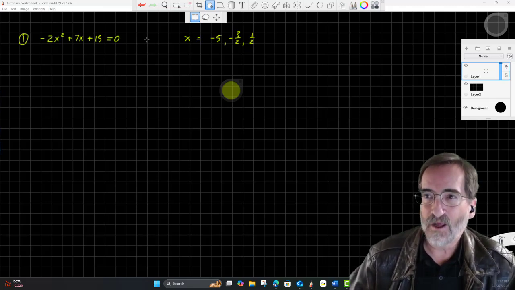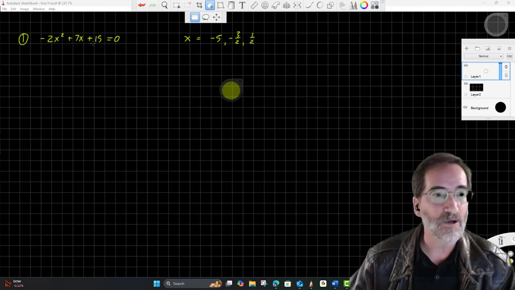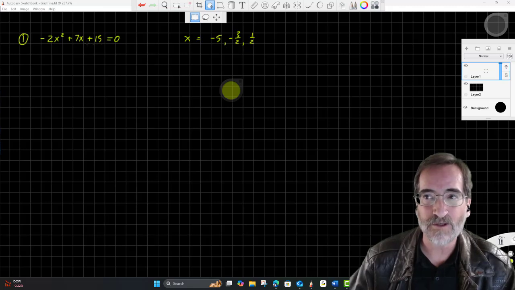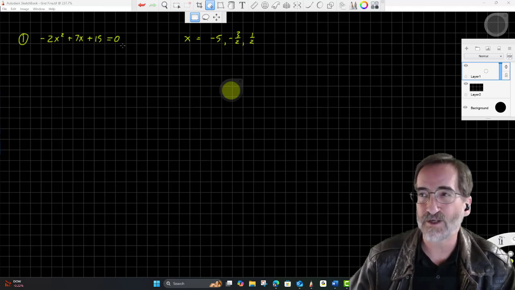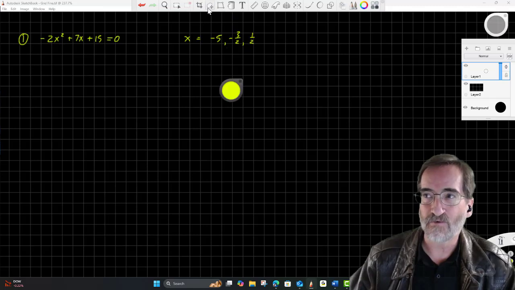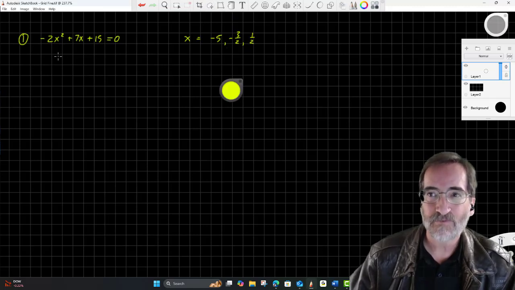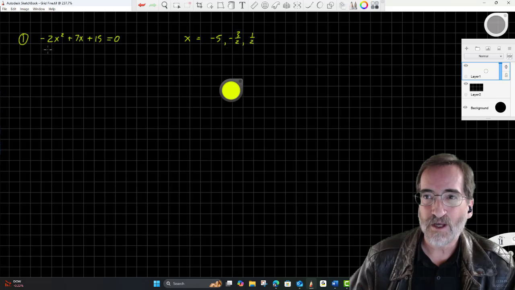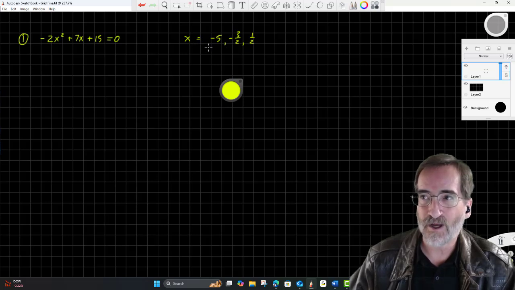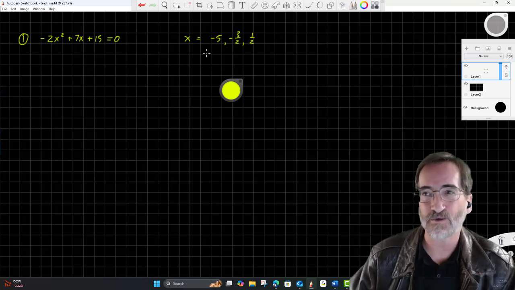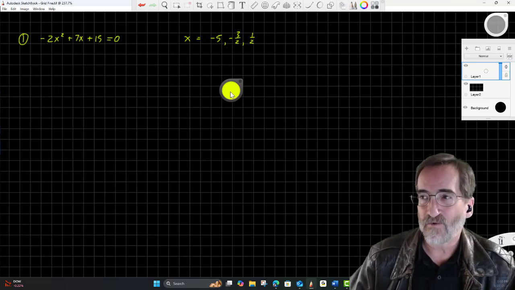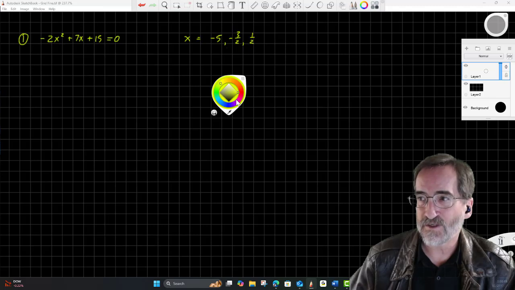You're given a quadratic equation, negative 2x squared plus 7x plus 15. And I will note, by the way, this is not the exact problem on the test. All the problems have been changed to protect the security of the test itself, but they will deal with the same concepts. So you're given a quadratic equation, negative 2x squared plus 7x plus 15 equals 0. And you're given some x values to try out, negative 5, negative 3/2, 1/2, to see which is a valid solution. And the way you find out if it's a valid solution is you substitute.